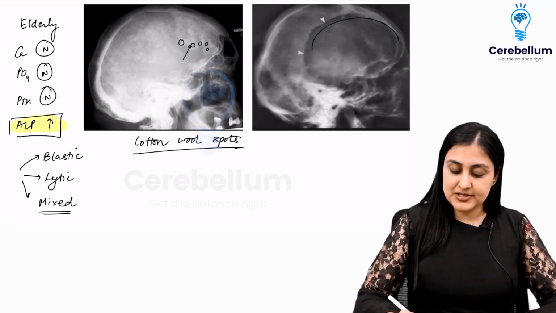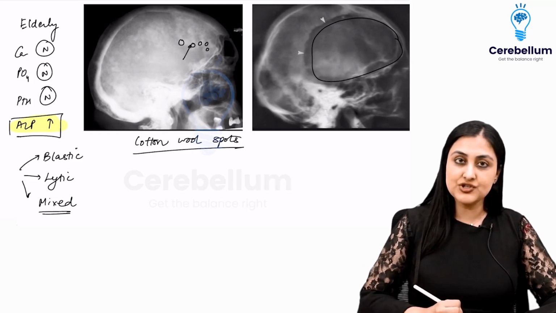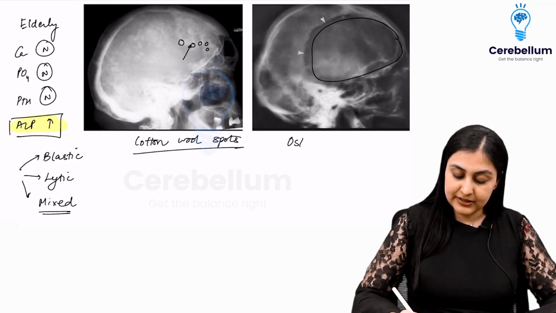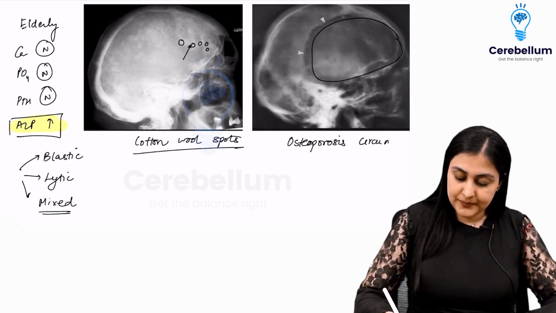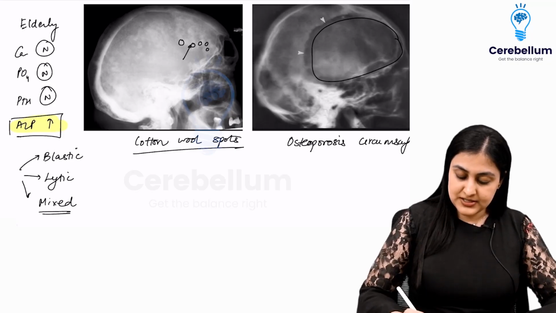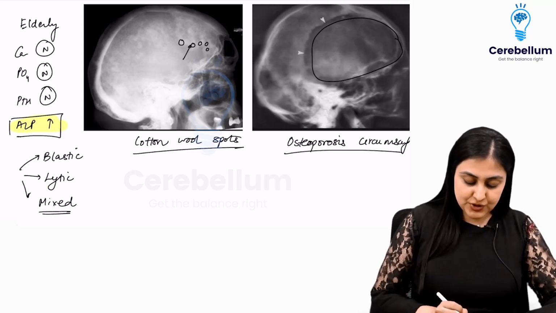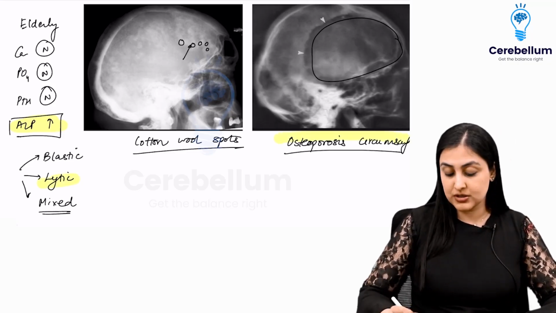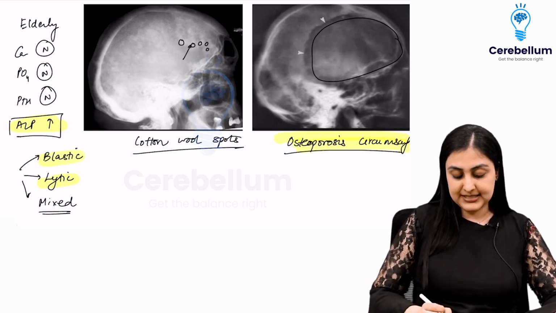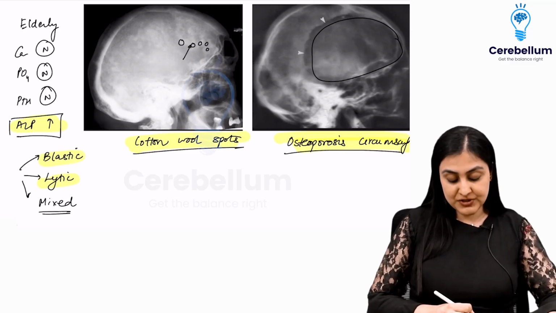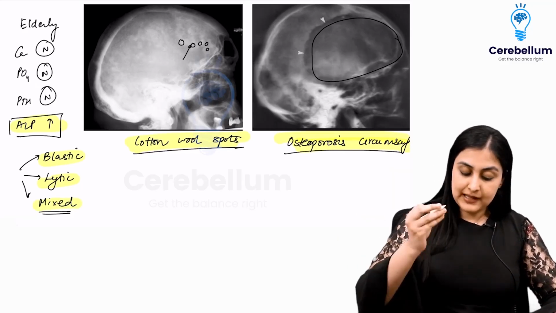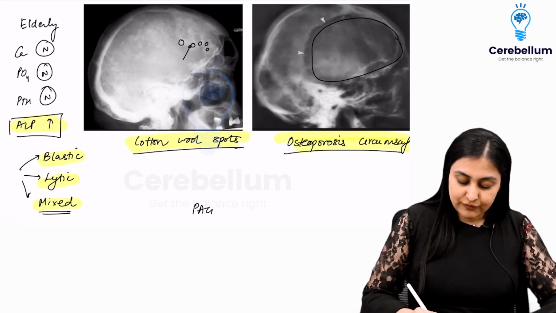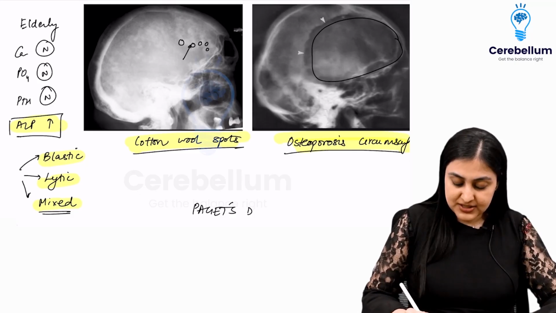Or you can see how there is this large lytic lesion in the skull. This is given the name of osteoporosis circumscripta. So as we have discussed, you can see lytic lesions also in the skull, osteoporosis circumscripta. You can see blastic phase, cotton wool spots, or there could be a mixed phase in the burnt out stage as well. What am I talking about? So we are discussing Paget's disease.